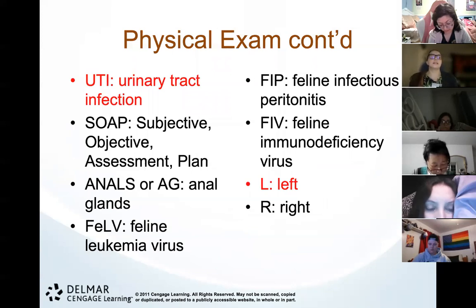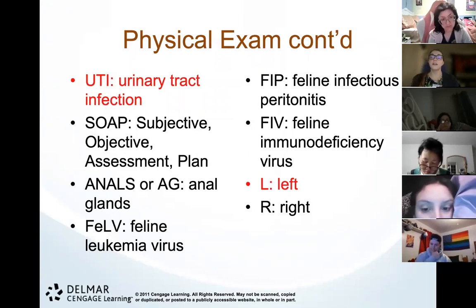Anals or AG, that's going to be the anal glands. And we do commonly express anal glands on patients, especially our small dogs. Small dogs tend to have anal gland issues where they don't express them naturally. So we actually have to go and squeeze them and manually express them for them.